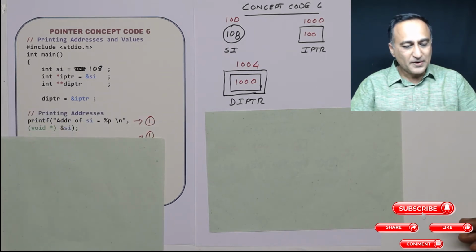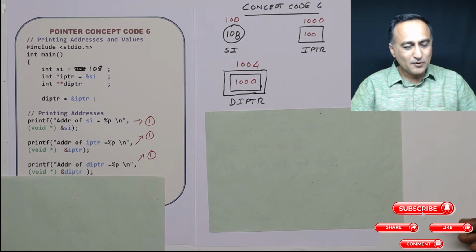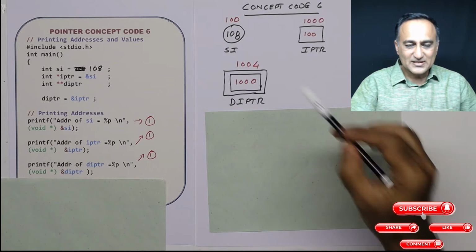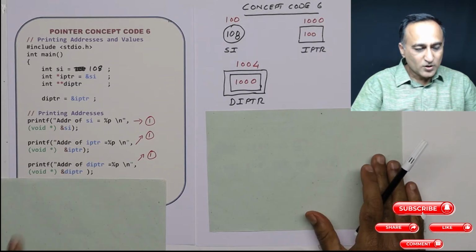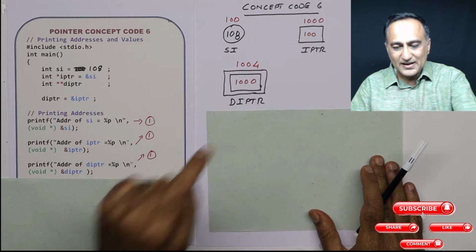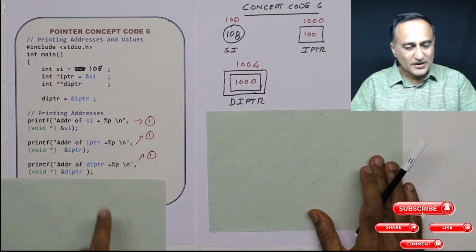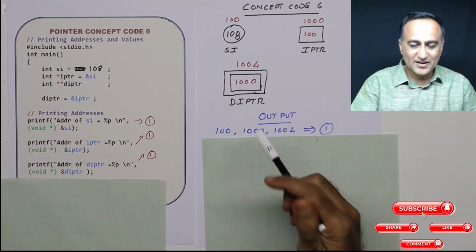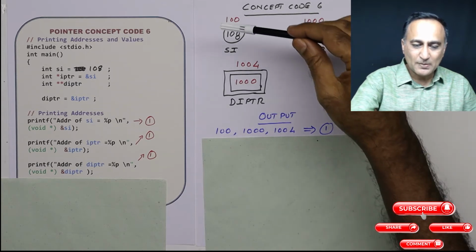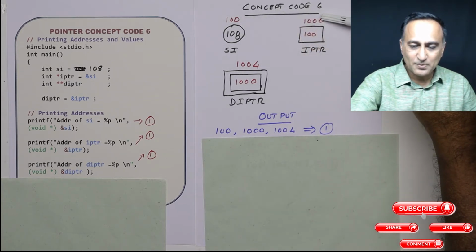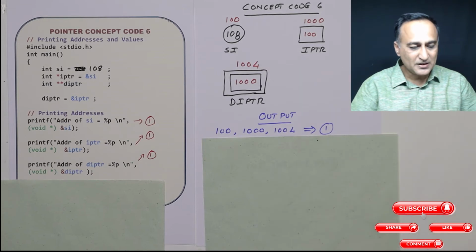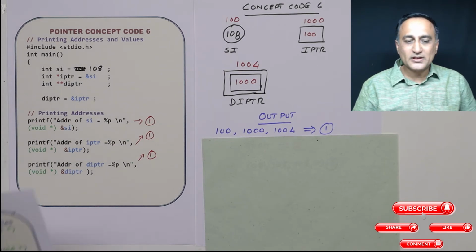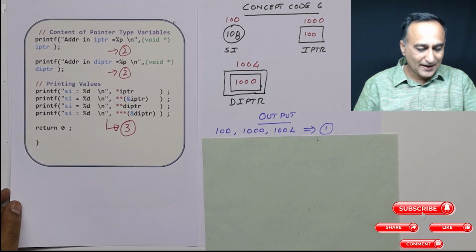Now let's come to printing the addresses of all these types of variables. What is the address of si? Address of si, it should print as 100. What is the address of iptr? It should print as 1000. What is the address of diptr? It should print 1004. So let's see if that's the output. So it is 100, 1000 and 1004, which happen to be address of si, address of iptr and address of diptr. So this helps us understand that pointers are also nothing but variables which have their own addresses.